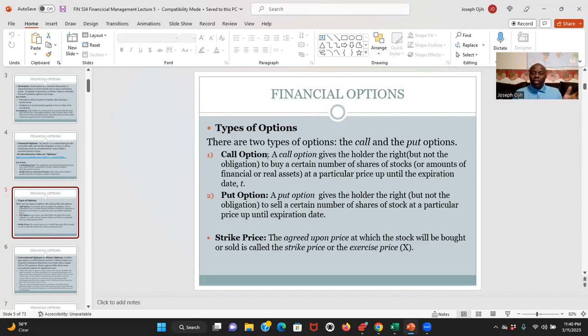So again, like I mentioned a few minutes ago, the agreed upon price at which the stock will be bought or sold is called a strike price or the exercise price.